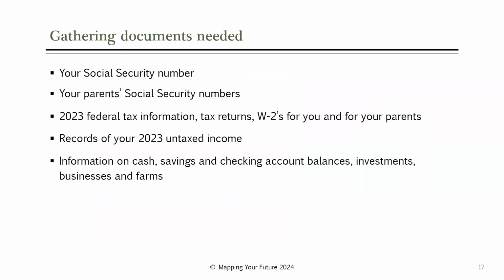A couple of last things prior to starting the FAFSA: you're going to have to get together the documents that are needed. Things you will need include your Social Security number, your parents' Social Security numbers, your driver's license number, your alien registration number if you are not a US citizen, and your 2023 federal tax information, tax returns, and W-2s for you and your parents.